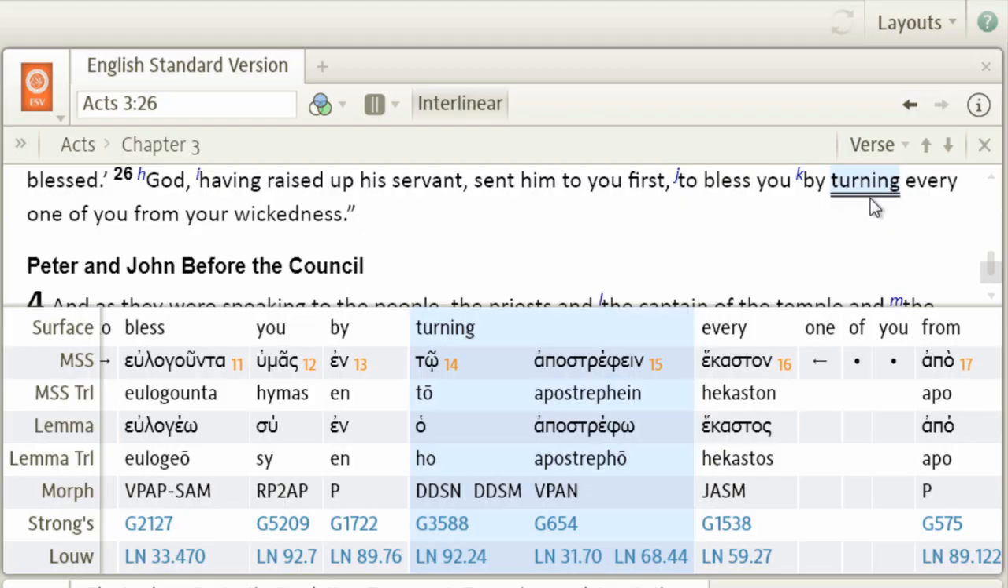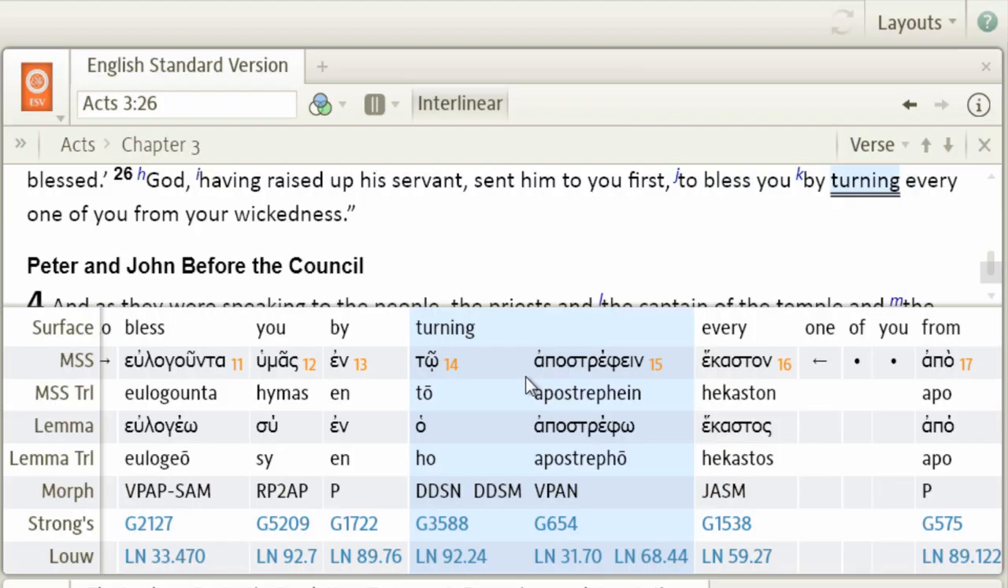Now let's take a look at the reverse interlinear pane below, and we can see here the Greek preposition en, along with the Greek article to, in the dative case, and then here we have the Greek infinitive, apostrepsin. Now notice how the ESV, which is a fairly word-for-word translation, takes it as a unit and not just as individual words. Otherwise, it would read something like, in the turning, so to turn you, in the turning every one of you from your wickedness.